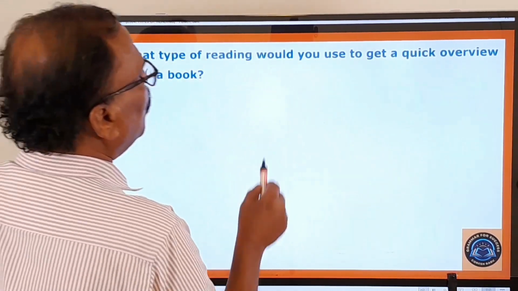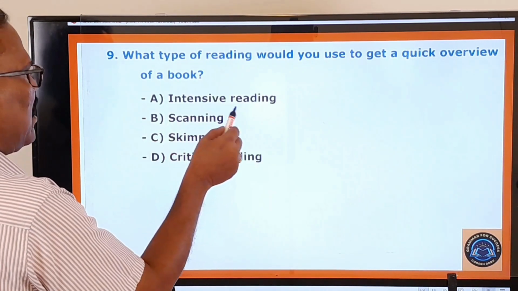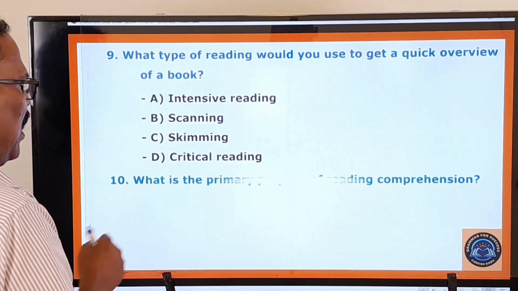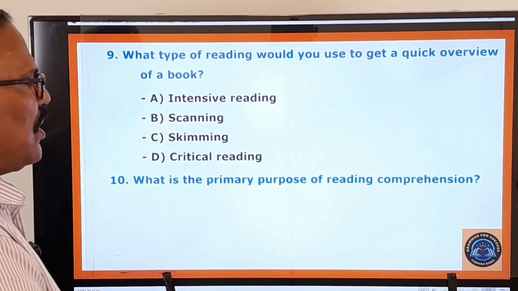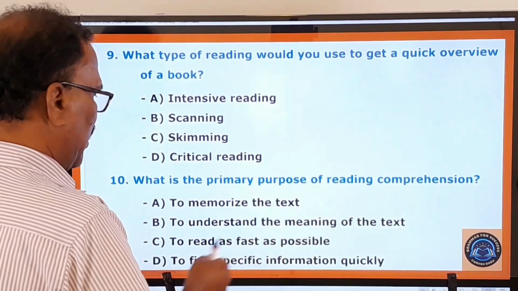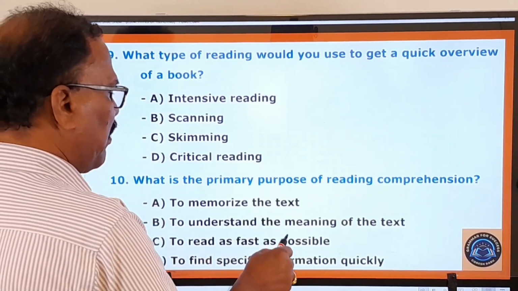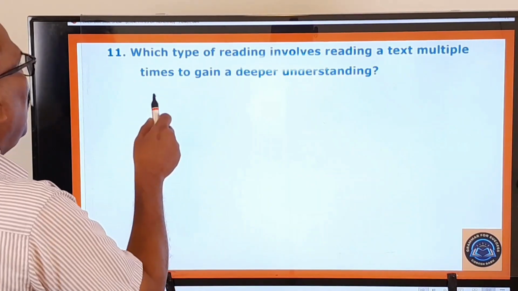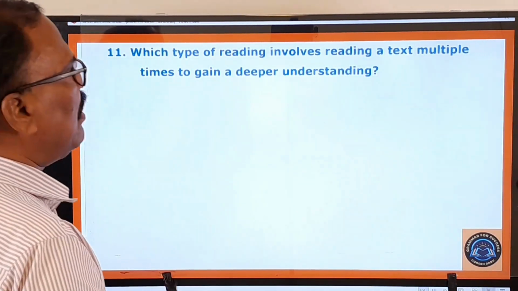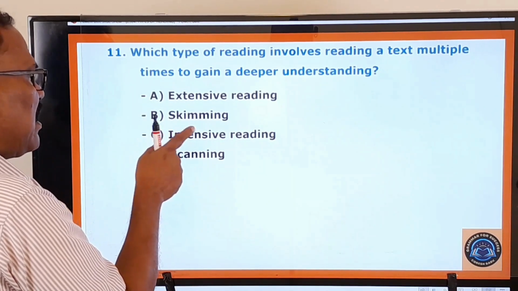What type of reading would you use to get a quick overview of a book? Intensive reading, scanning, skimming, critical reading. What is the primary purpose of reading comprehension? To memorize the text, to understand the meaning of the text, to read as fast as possible, to find specific information quickly. Which type of reading involves reading a text multiple times to gain a deeper understanding? Extensive reading, skimming, intensive reading, scanning.